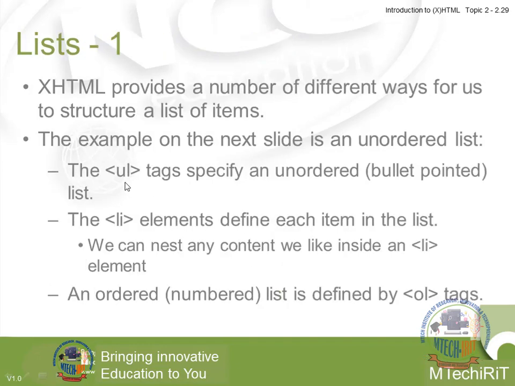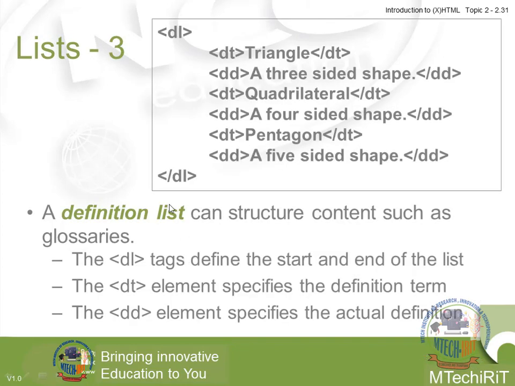The list. Examples are on the next slide, an ordered list and an unordered list. The li element defines each item in the list, and we can nest any content we like inside an li. We have ordered lists and unordered lists, just like when you're using an Office package, with bullets, and some with numbers. Example of a list, as you can see here, we have the triangle inside the shape, and also another.